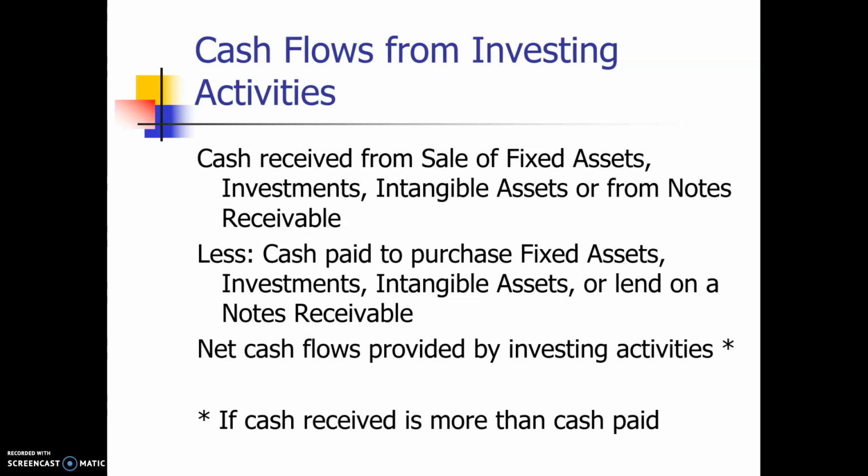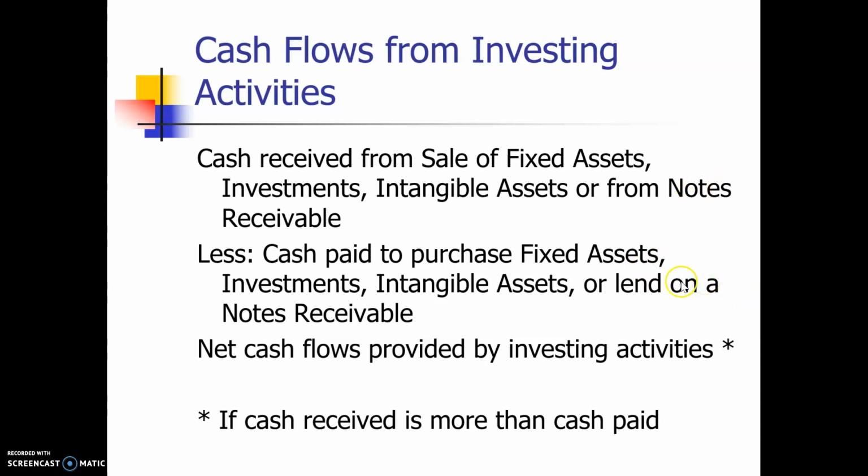Then you'll complete the next section, the cash flow from investing activities. And the cash flow from investing activities is any cash received or cash paid having to do with long-term assets. So if you sold a fixed asset, an investment, intangible assets, or received cash from a long-term notes receivable, that would be shown here, those sale proceeds. Okay. And then we'll subtract any cash you paid to buy any new long-term assets.